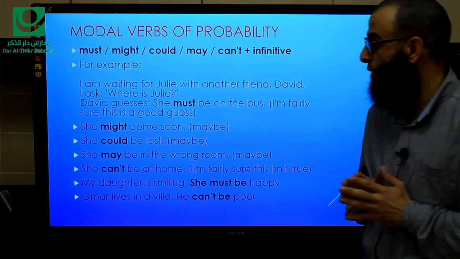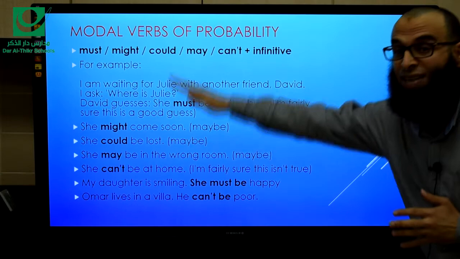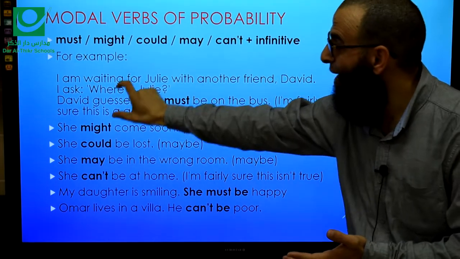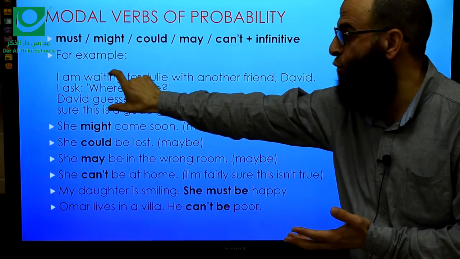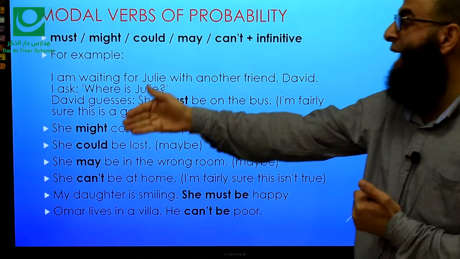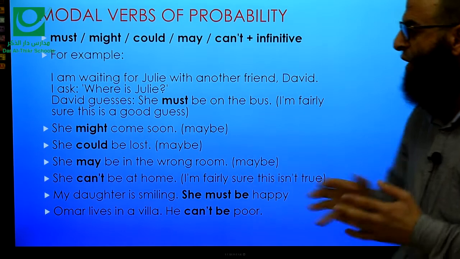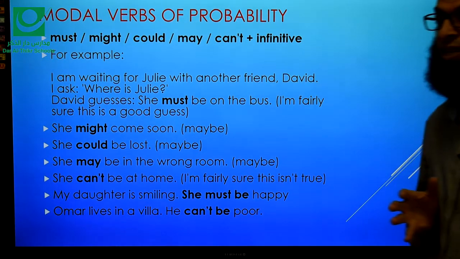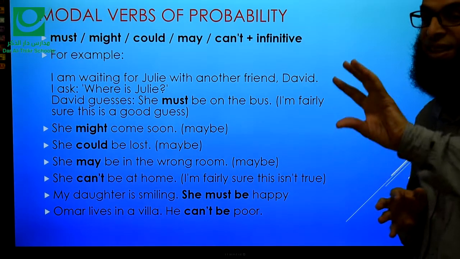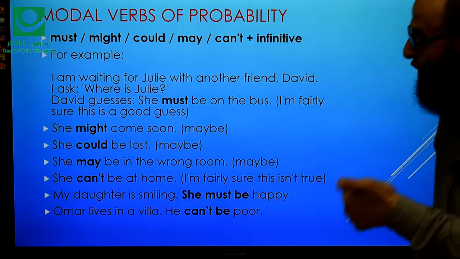Look at the second example. Here, she might come soon. All of these are deductions. When I say deduction, you deduce. After you see this situation, you try to deduce. Okay? So, when I say I am waiting for Jolly with another friend, David, I ask, where is Jolly? David guesses. This is the opinion of David. David's guessing: she must be on the bus. He is fairly sure. This is a good guess.